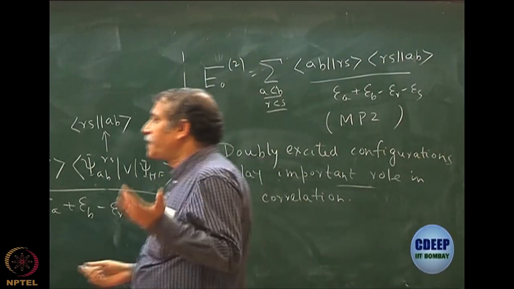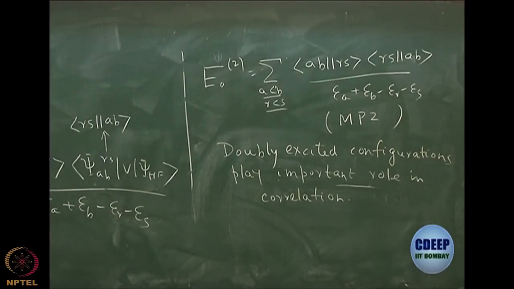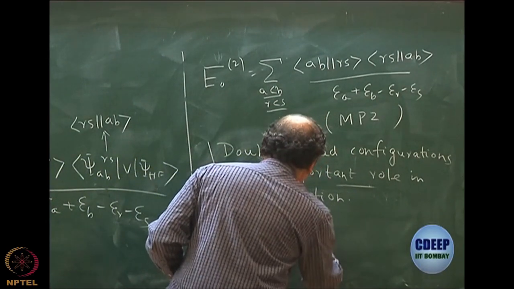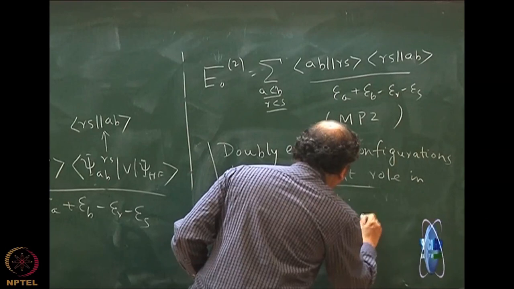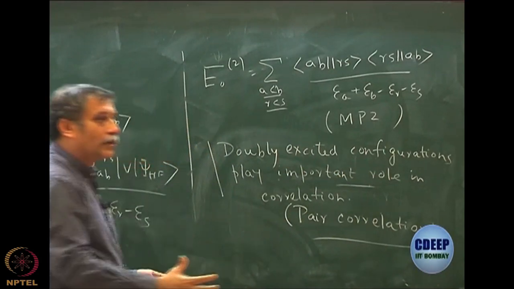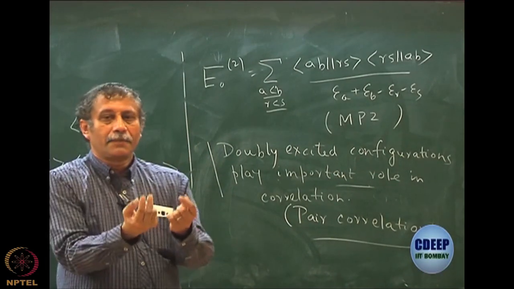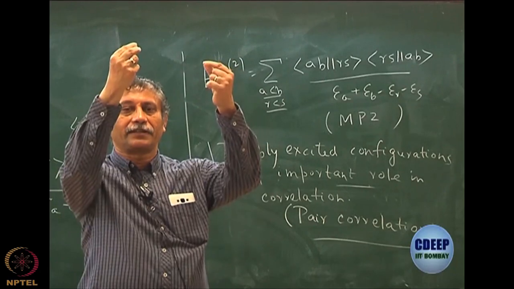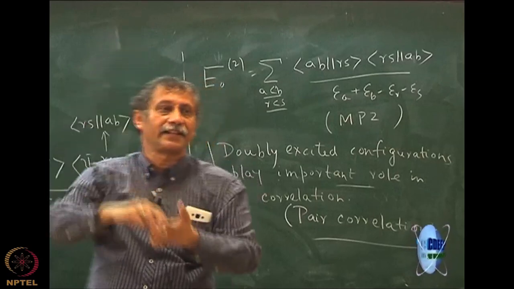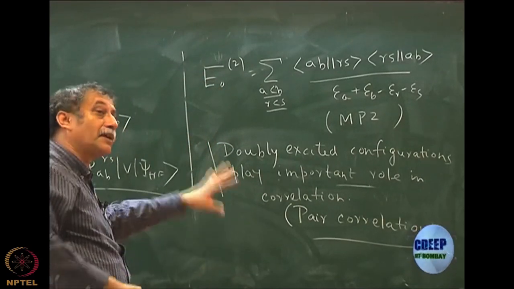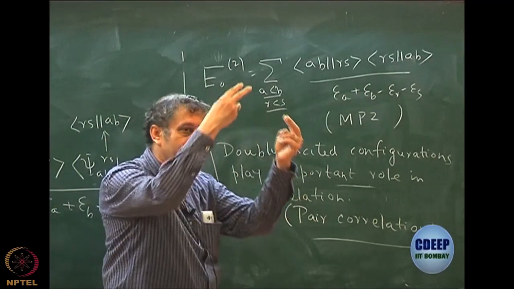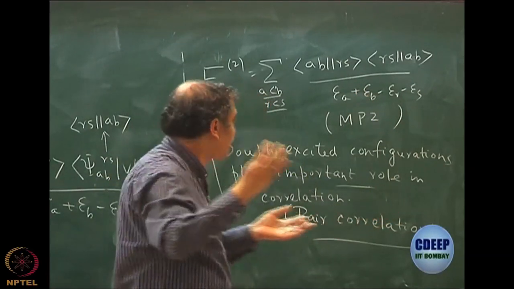In fact, I had given you Löwdin's article, which was very nice, but here is a theme called pair correlation. I will come to the physics of this a little later. The correlation mainly occurs because two electrons get excited together, and this is what you see. The psi ABRS is basically two electrons getting excited. So the entire theme is called pair correlation, which is much more than just a doubly excited determinant; there is correlation coming from two pairs going up, three pairs going up, and so on, simultaneously.